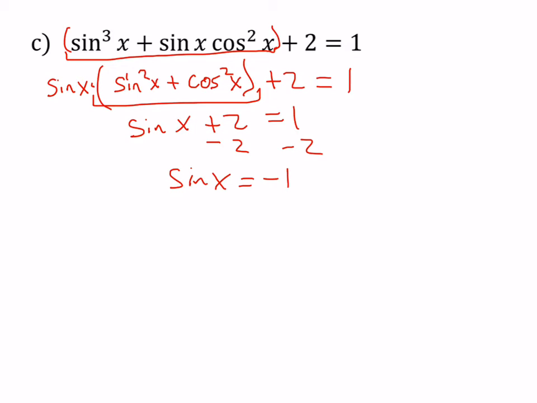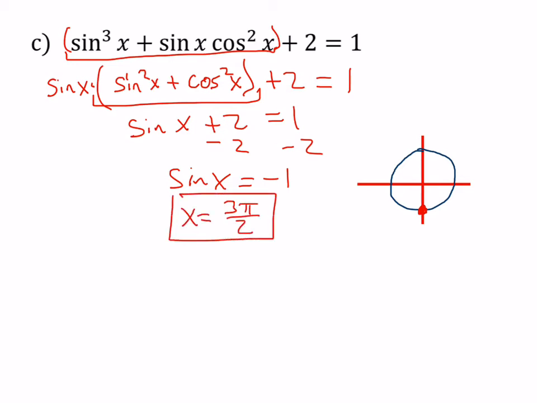Now we need to go to our unit circle. And do take a moment to draw out this unit circle to make sure you're on the right track. Sine is the y value. Where is the y value equal to negative 1? There's only one point where sine is negative 1, and it's right down there at 3 pi over 2. So x equals 3 pi over 2. Again, the directions we're using is find all the answers within 0 to 2 pi.